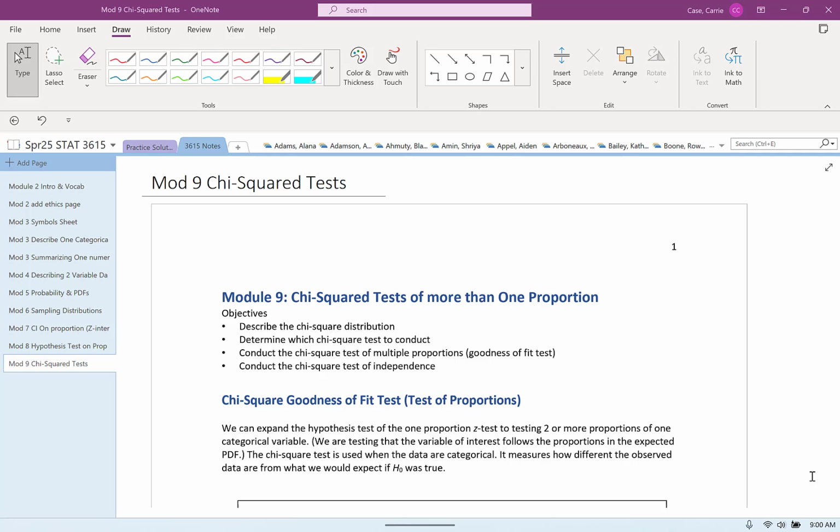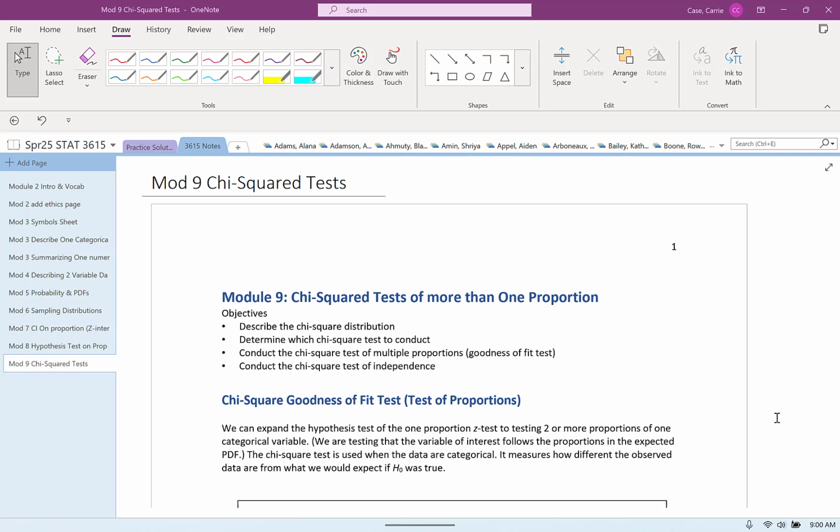Hey folks, so we are going to be talking about chi-squared tests today, and specifically these tests are all tests of more than one proportion. So we're doing a hypothesis test, but we're now doing it with 2 or 3 or 4 proportions and testing to see if they're equal to one another.